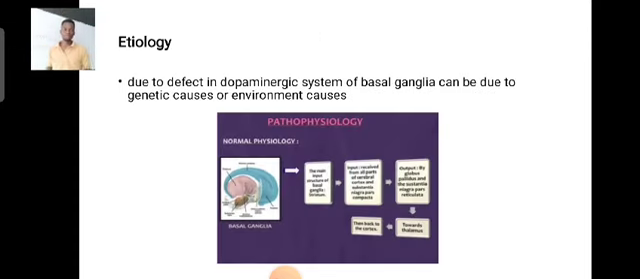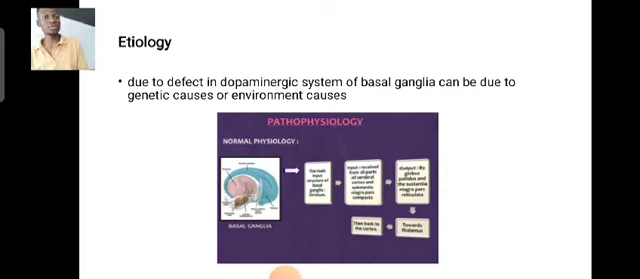Now, if we begin, what is the etiological cause? The etiology of Parkinsonism is mainly due to disturbance in the dopaminergic system. The diagram below shows the normal physiology of dopamine, the release of dopamine from the basal ganglia to the body. If there is disturbance, then there will be Parkinsonism.